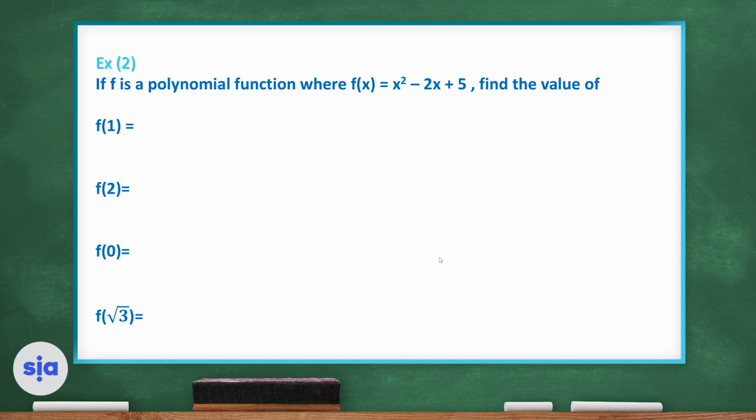Let's move on to another example. If f is a polynomial function where f of x equals x squared minus 2x plus 3, find the value of each of the following. F of 1. As you can see here, the function was f of x. Now it's f of 1. So obviously, we're going to replace each and every x by 1. So here, it will be 1 squared minus 2 times 1 plus 5, and the result will be equal to 4.